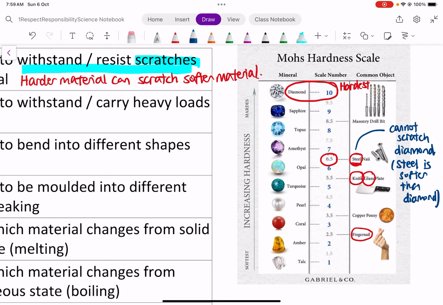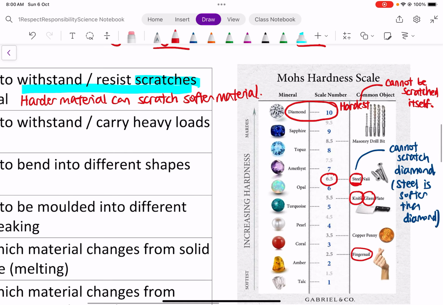Okay? Now, hardness is about the ability of a material to withstand scratches. So a harder material, like diamond, cannot be scratched itself. So diamond is not scratched, but it can scratch others. Okay, so this is an important concept to get.